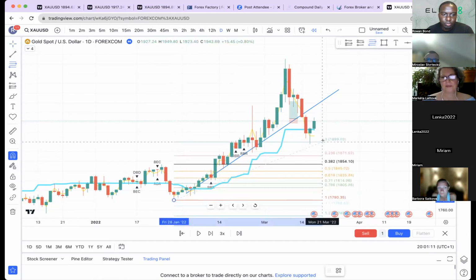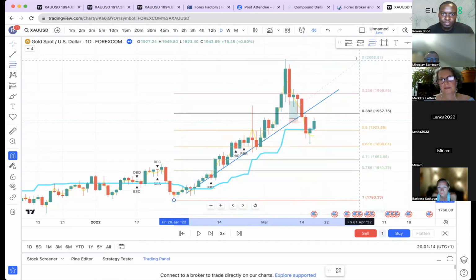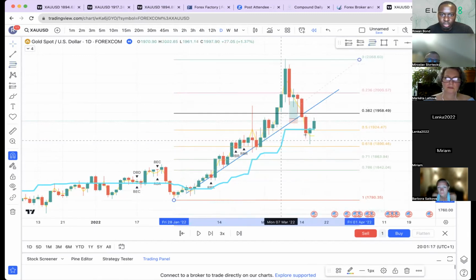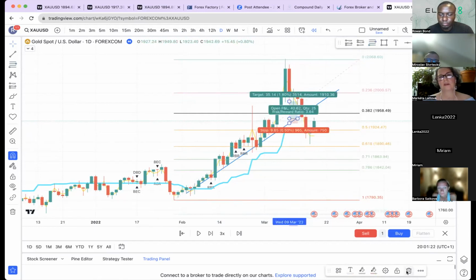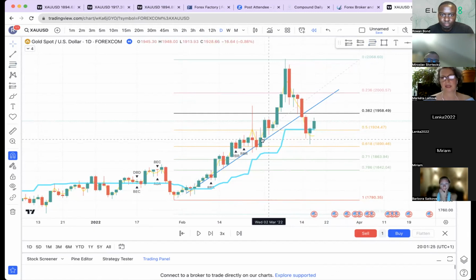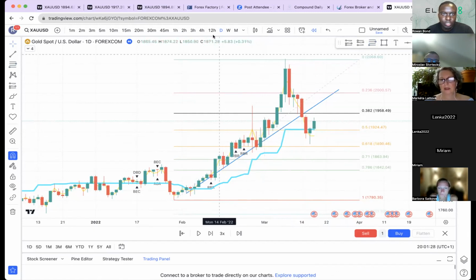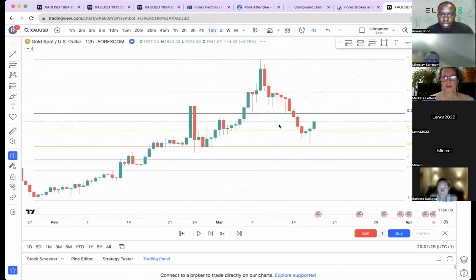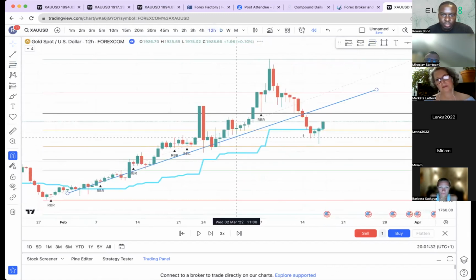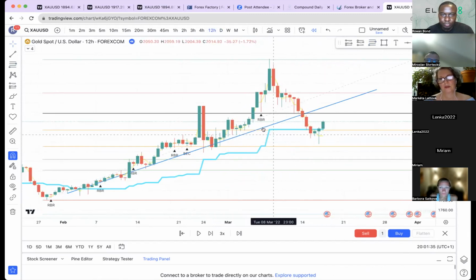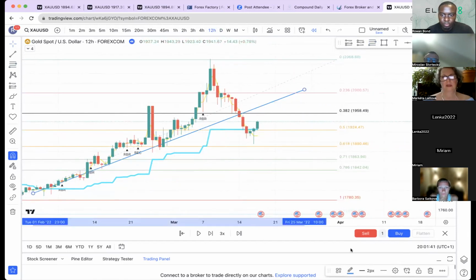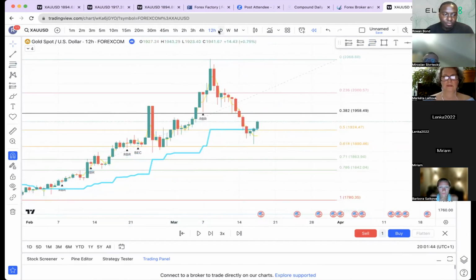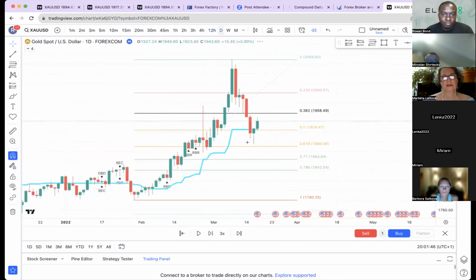So if I go from this low to this high, look where the golden zone is here. So let's see if we go to 12-hour. Let's see if we can find what made price buy at this zone here. It's in the golden zone, but at the higher time frame, the daily.